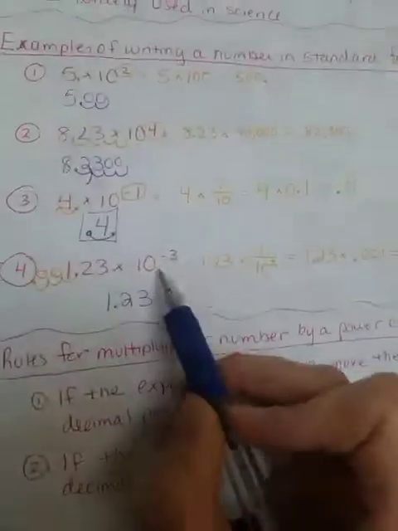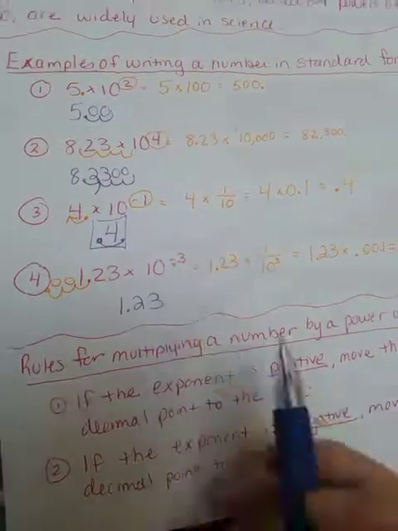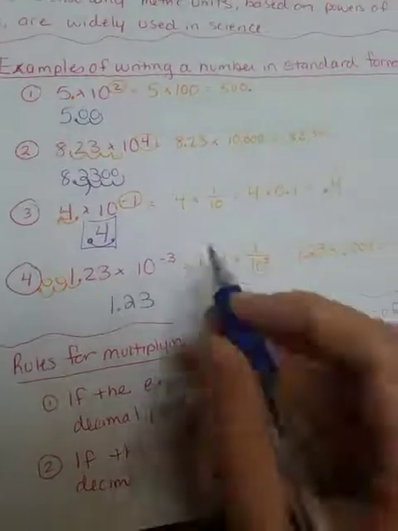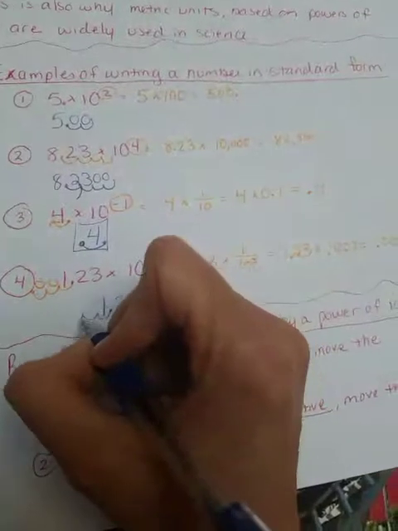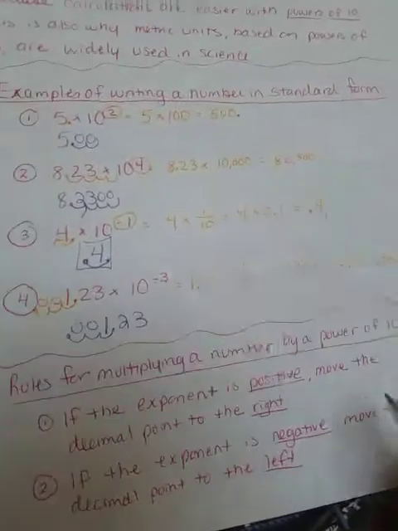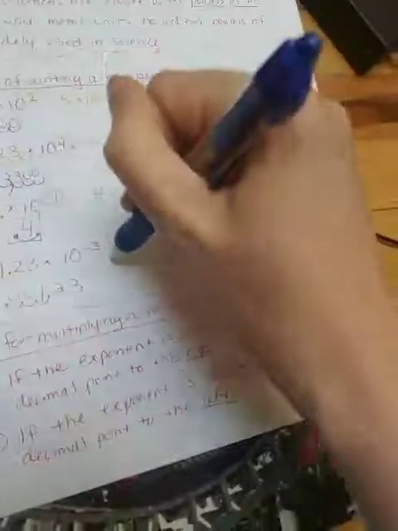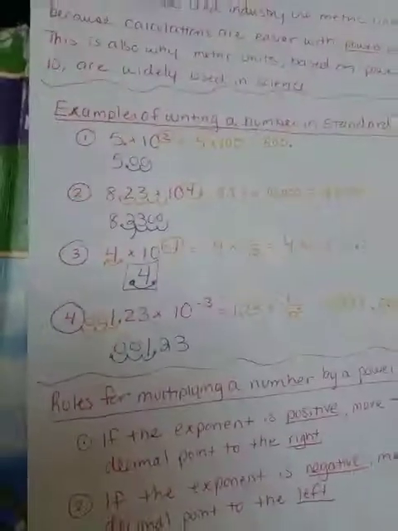Number 4, 1.23 times 10 to the negative 3. Because it's negative as an exponent, it tells me to move it to the left 3 spots. 1, 2, 3. That's how I get 0.00123. So again, the goal is actually not to do all of this work right here, and rather to do what I just did in the blue.